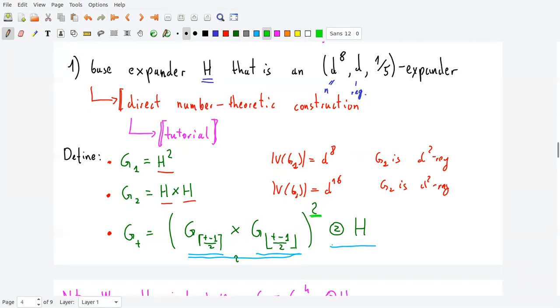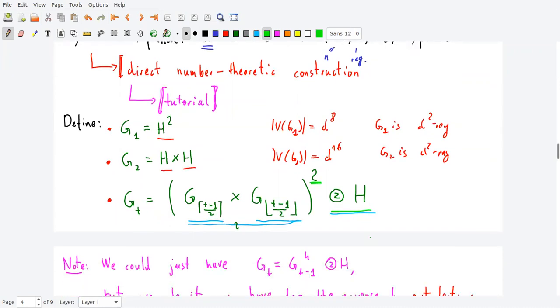Squaring and zigzagging. Because what will happen is that squaring will increase the degree while also getting better spectral properties, making alpha smaller, and then zigzagging with H will again decrease the degree to a constant while worsening the spectral parameter a bit. So by alternating these two operations, we keep both of the parameters in check, both the regularity and alpha.